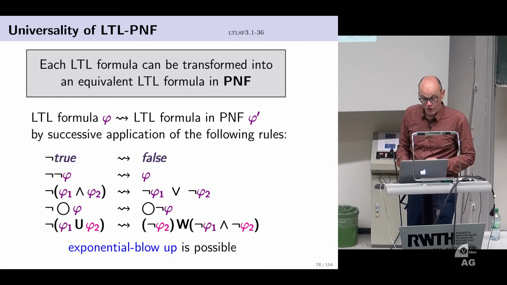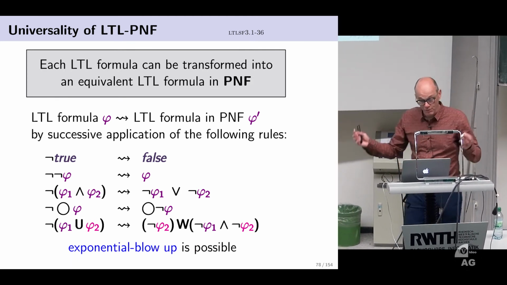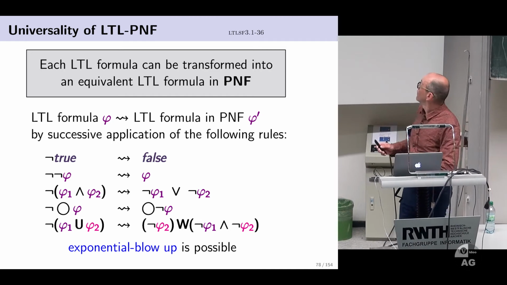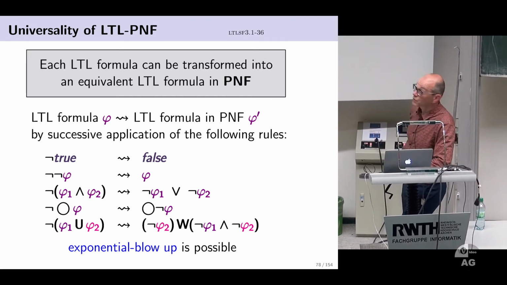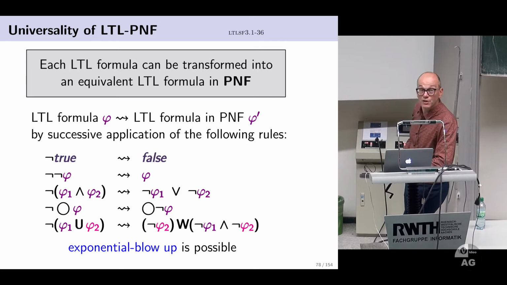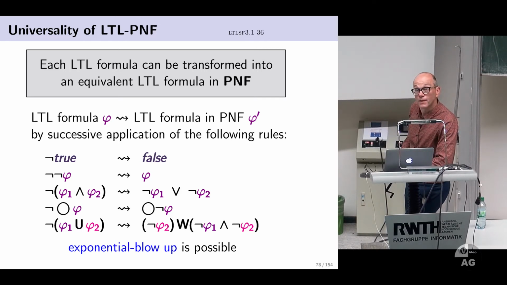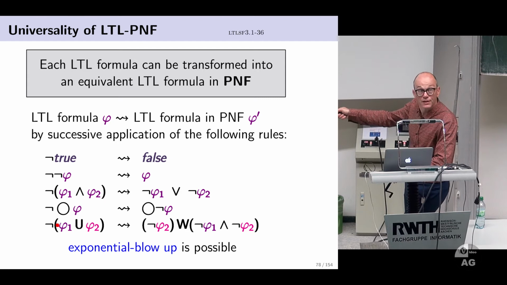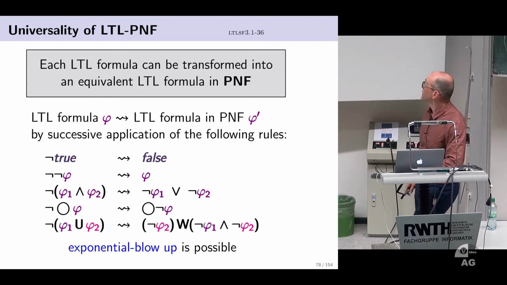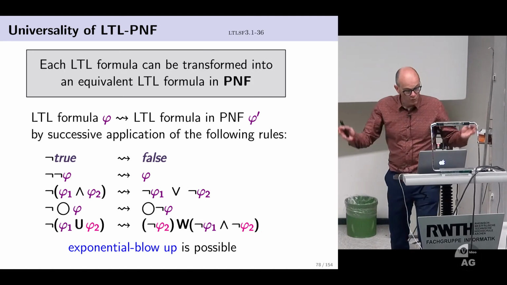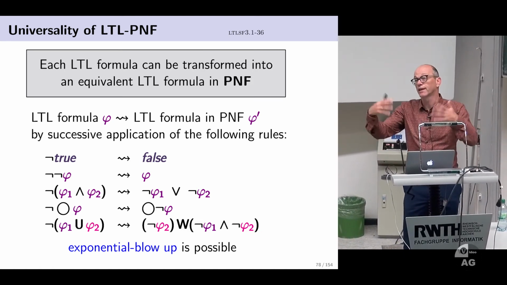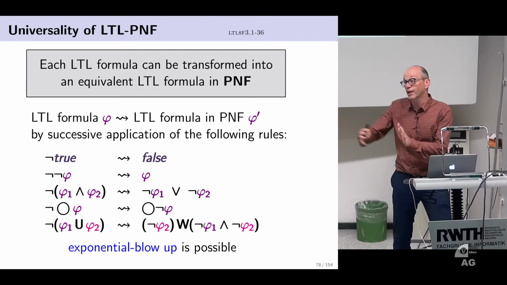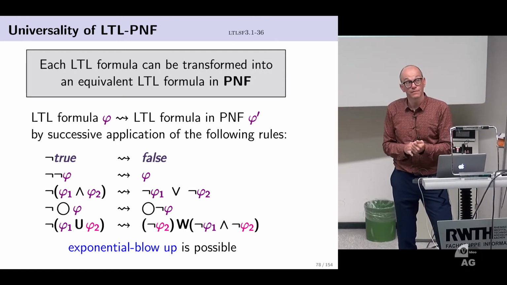Similarly, for the W, a negation of a W becomes an until. Now, you can easily prove that this theorem holds, but what you see is that there is an exponential blow-up, because of the last line. The formula on the right-hand side is almost twice as long as the formula on the left-hand side, and if you repeat this rule again and again, this formula will become exponentially longer.